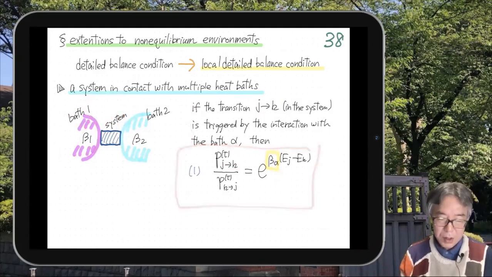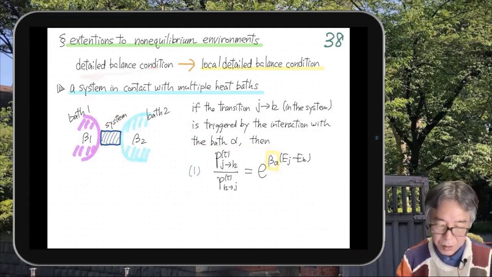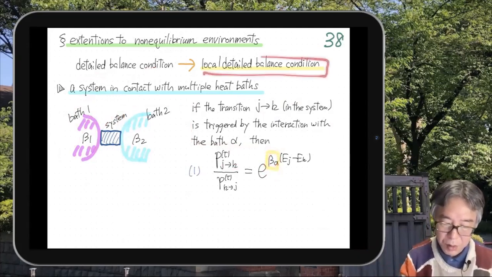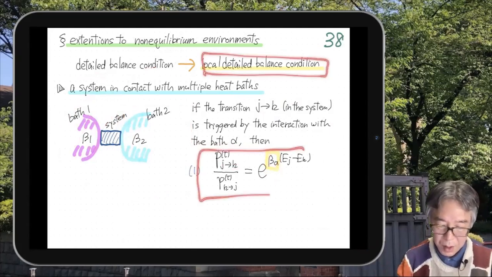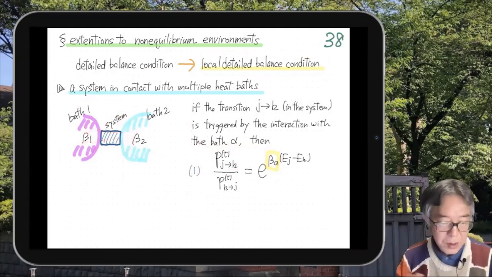So this is of course not the detailed balance condition with a single beta, but with this heat bath dependent beta, we get a local detailed balance condition. This will of course be used when we discuss problems like heat conduction from one bath to the other. So that is one extension. So we are done. I told you what the extension is and I proved this.